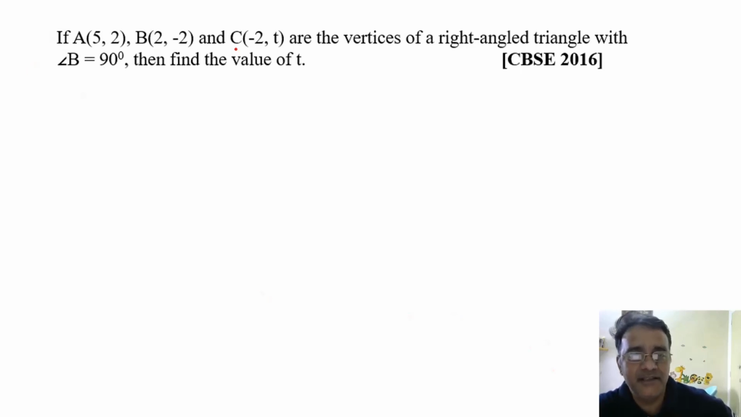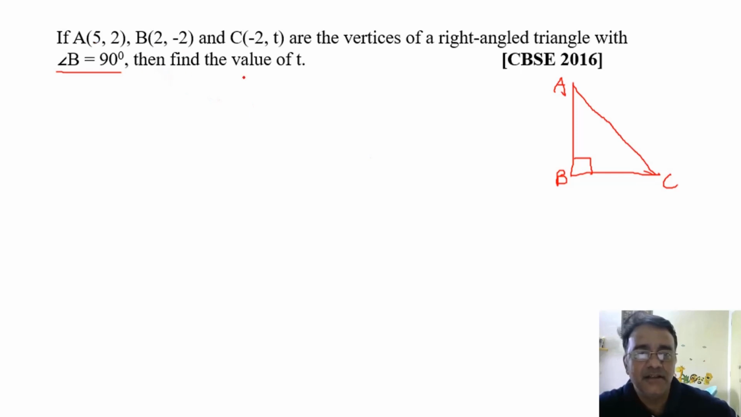A, B, C are the vertices of a right angle triangle with angle B equal to 90 degrees. So we'll make one rough diagram. This is B, okay? This is A and this is C. So angle B is 90 degrees and we have to find the value of T. Now this was a board question in 2016. So we have to use Pythagoras theorem. So what is Pythagoras theorem? If we apply it, AC square plus AB square plus BC square.